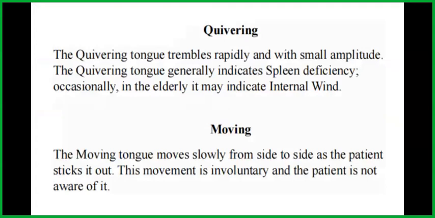The quivering tongue trembles rapidly and with small amplitude, and generally indicates spleen deficiency, and occasionally in the elderly it may indicate internal wind. And for a moving tongue, it moves slowly from side to side as the patient sticks it out. This movement is involuntary and the patient is not aware of it.